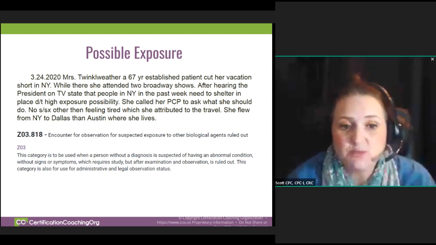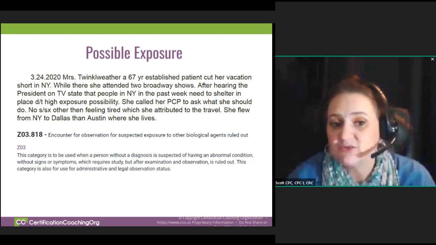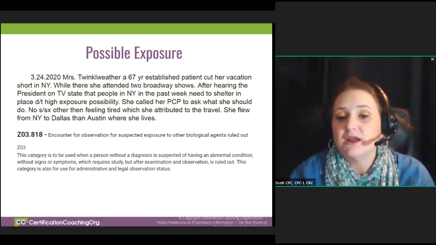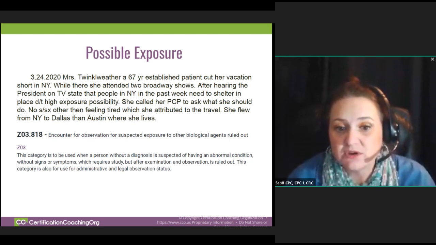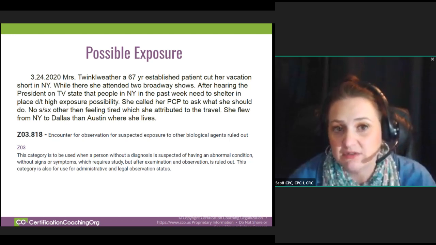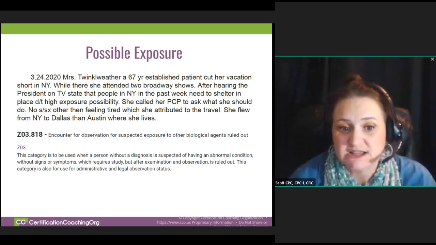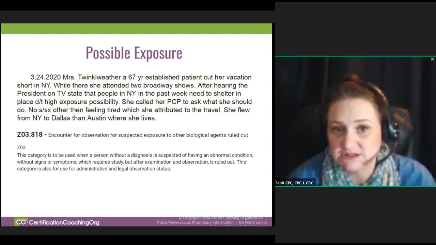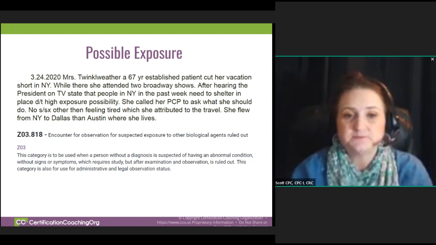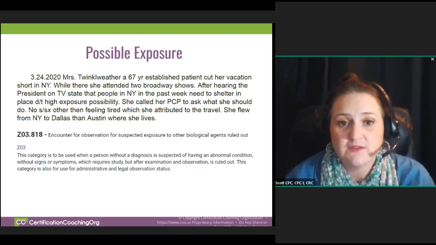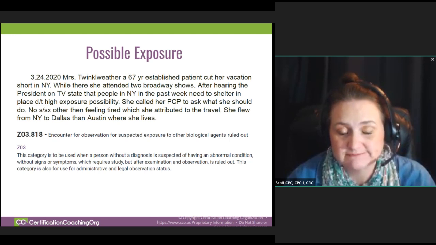Now, it is important to also know that all Z03 codes are for people that are suspected. There's abnormal conditions. There's no diagnosis here. We're just saying, hey, abnormal condition or signs and symptoms, and we need to pay attention. Heads up, we need to observe this patient, okay? Again, this is the code that is for possible exposure, right?